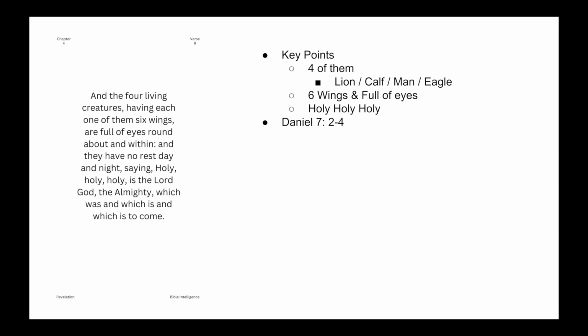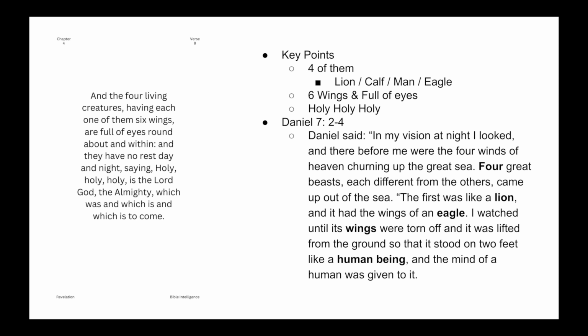And this is Daniel chapter 7, verses 2-4, and it says, Daniel said, in my vision at night I looked, and there before me were the 4 winds of heaven churning up the great sea. 4 great beasts, each different from the other, came up out of the sea. The first was like a lion, and it had the wings of an eagle, and I watched until its wings were torn off, and it was lifted from the ground, so that it stood on 2 feet like a human being, and the mind of a human was given to it.